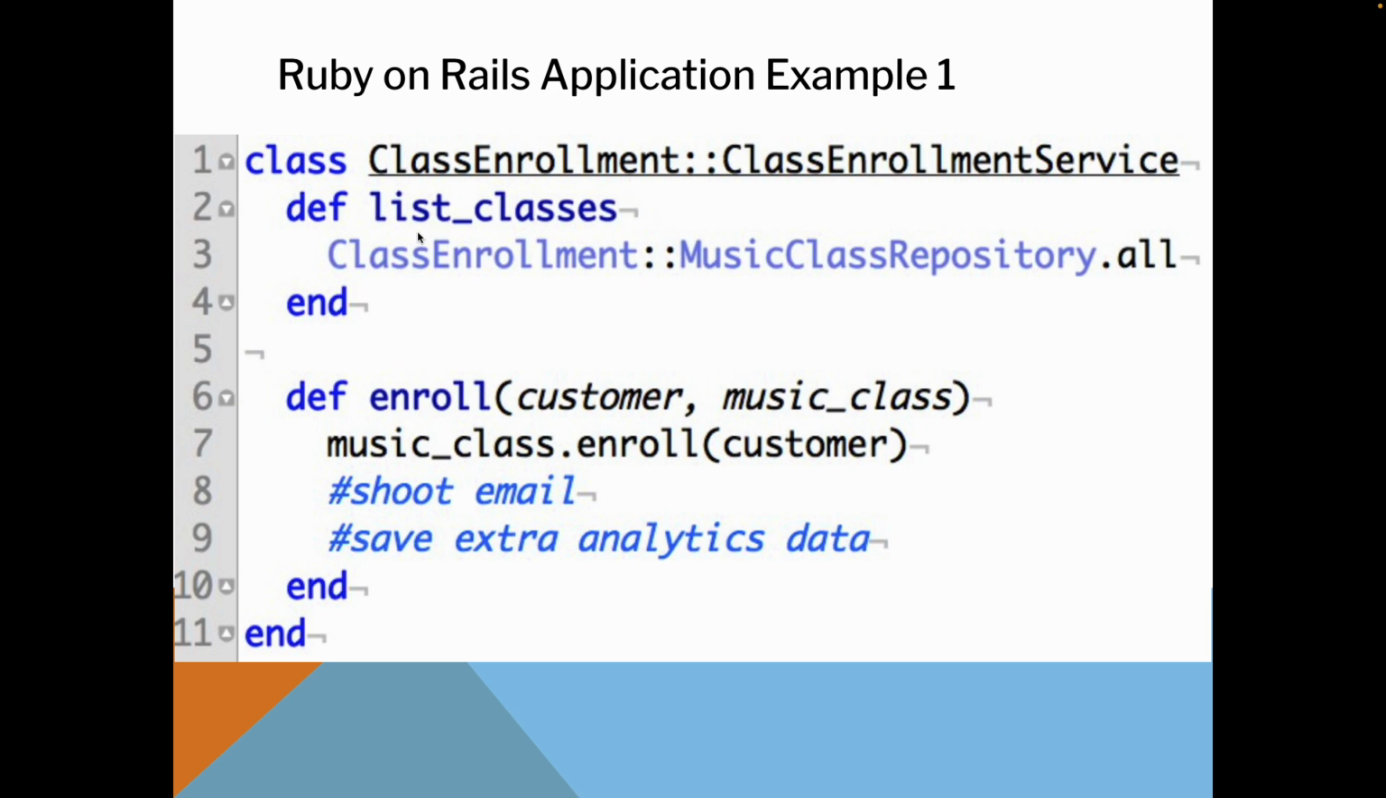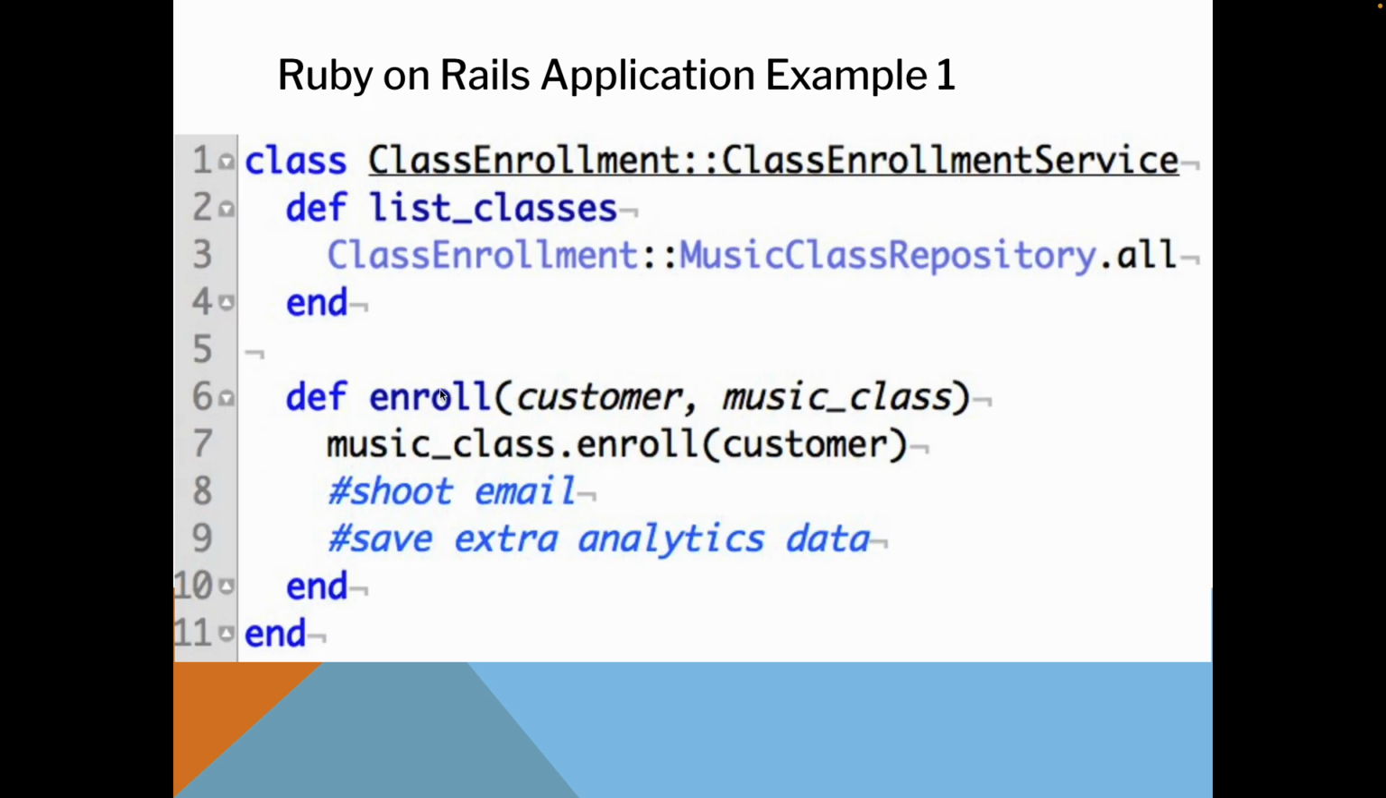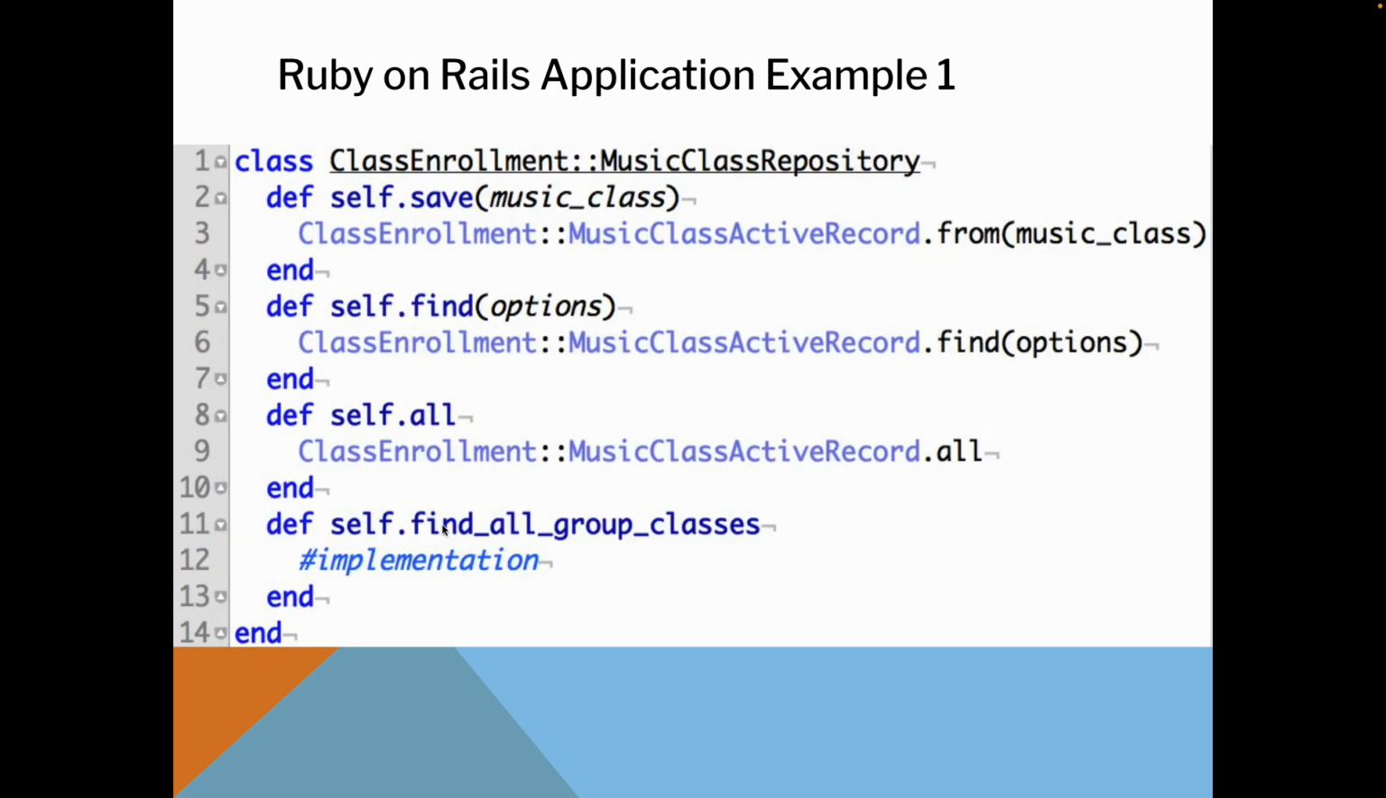This service is doing two things. It can handle two use cases: list classes, where a customer wants to see all the available classes, and then enroll in a class. So it takes the customer and the class, and then it handles the enrollment. It delegates some of the work to the model, and it does some extra work here. It's pretending it's doing extra work, so it's just pseudocode.